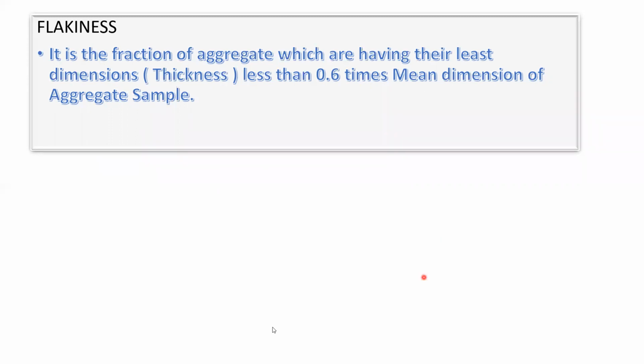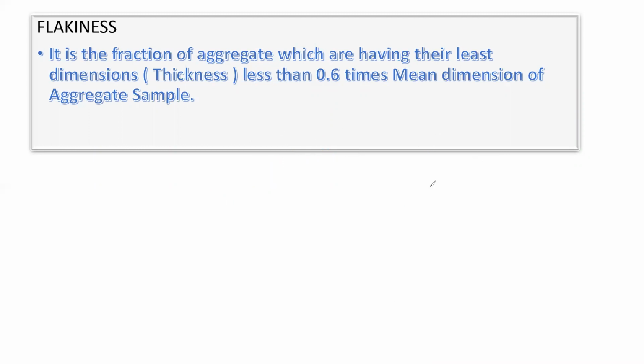We got the aggregate mean size as 30. 30 into 0.6, if I do, it comes out to be 18 mm. So if any aggregate has a thickness less than 18 mm, then we consider it a flaky aggregate. It is a fraction of aggregate having its least dimension less than 0.6 times the mean dimension of the sample, and that is called a flaky aggregate.